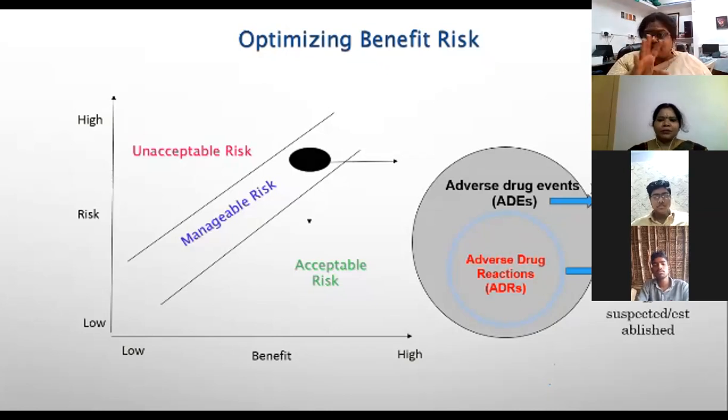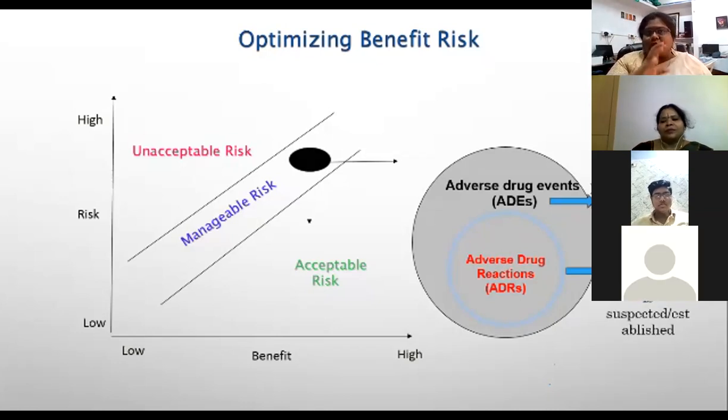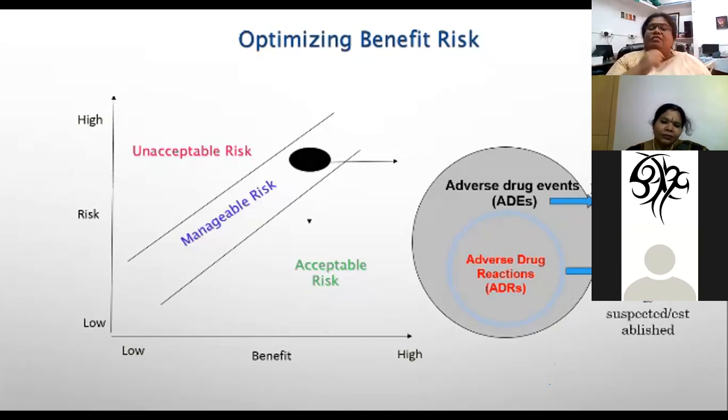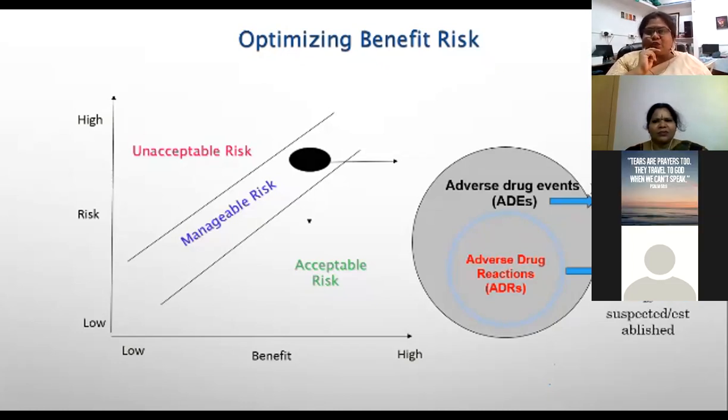Okay, so this whole concept of benefit and risk ratio is what is constantly monitored throughout the product cycle, through this vigilance activity and also through the RMPs. But how we monitor this is basically from a single individual.